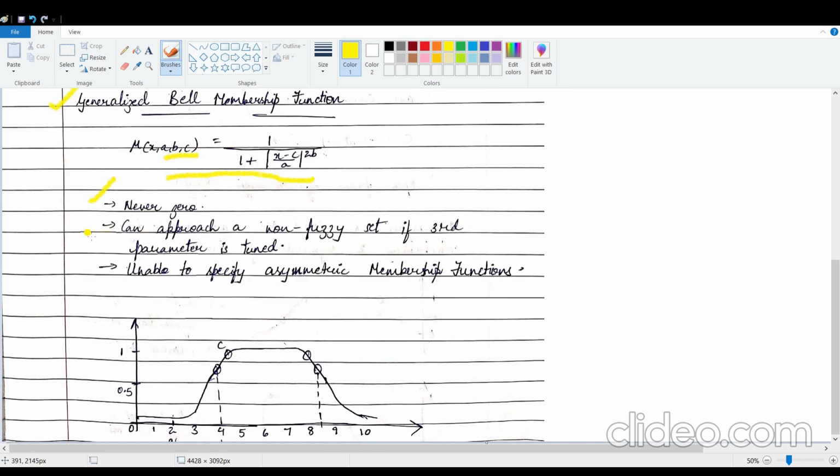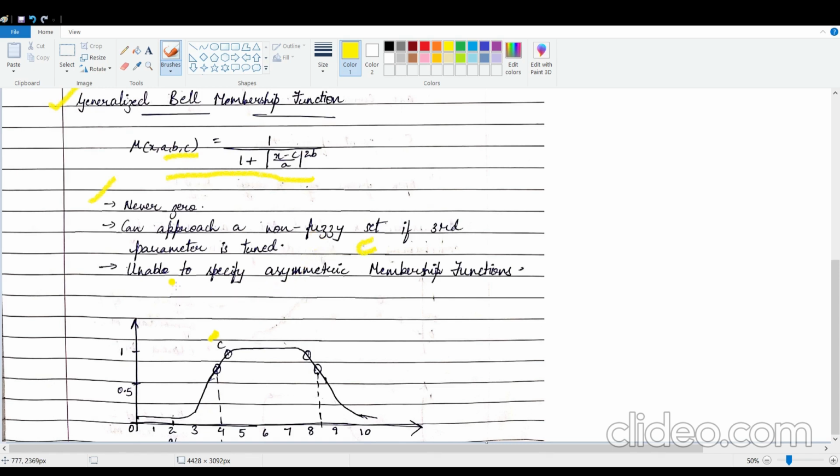And the second characteristic that we have with this Bell membership function is that it can approach a non-fuzzy set if the third parameter, that is C, is tuned. So somehow if we can tune this particular parameter C here, it will become a non-fuzzy set, sort of like a crisp set with which we can perform a lot of operations in a much better manner.